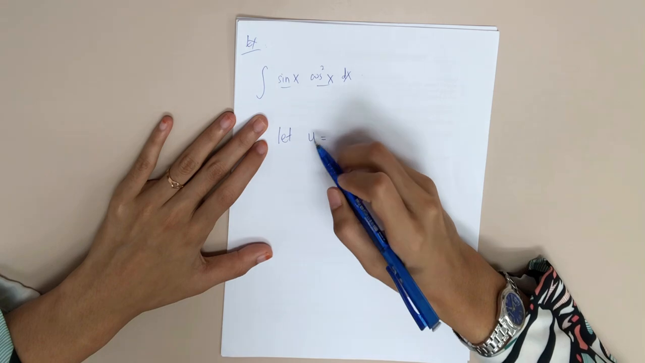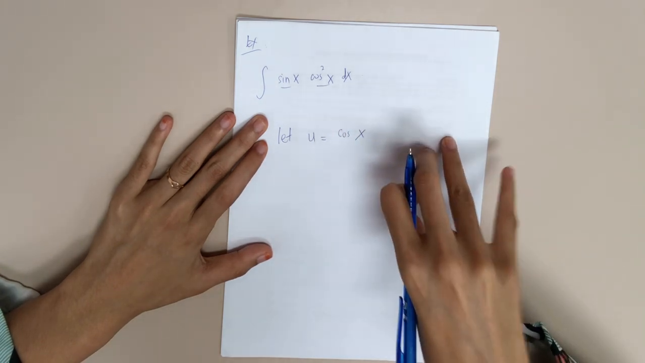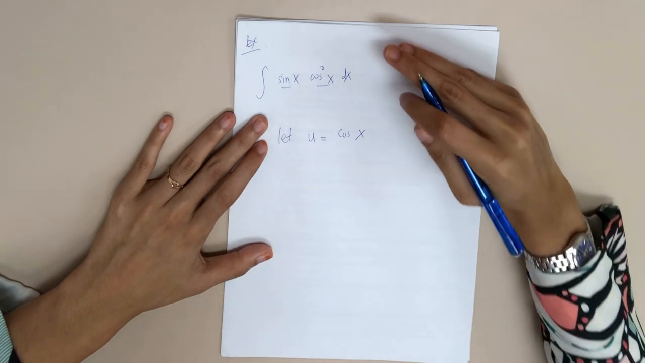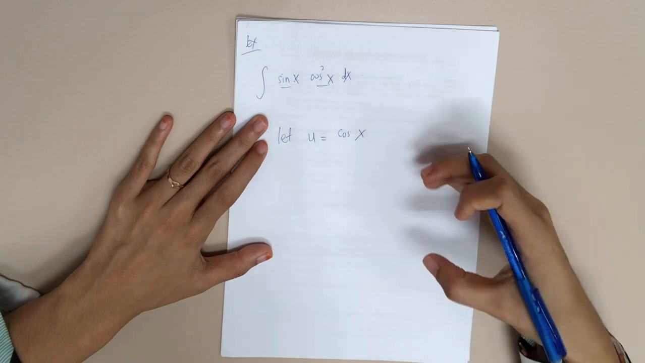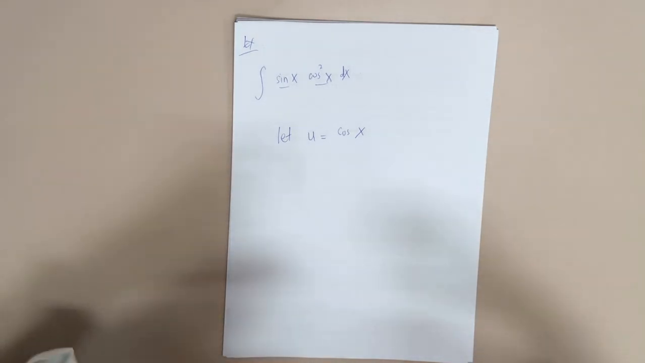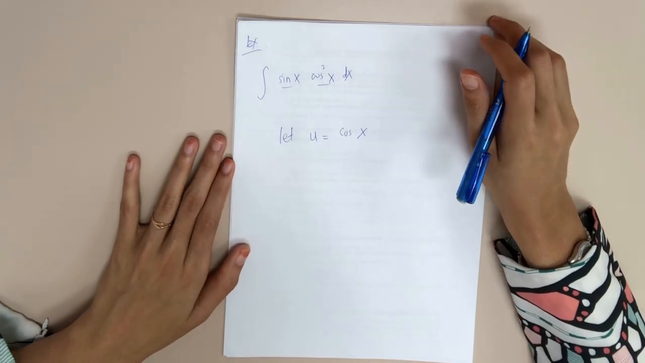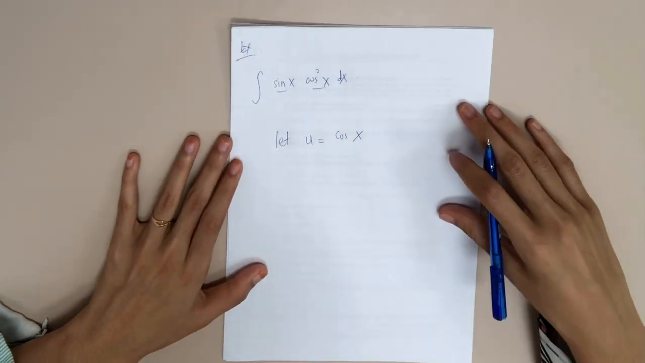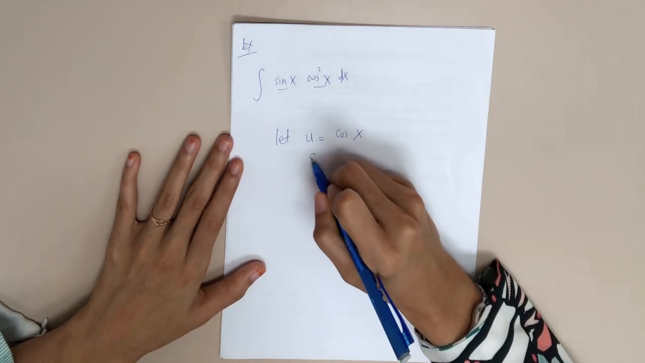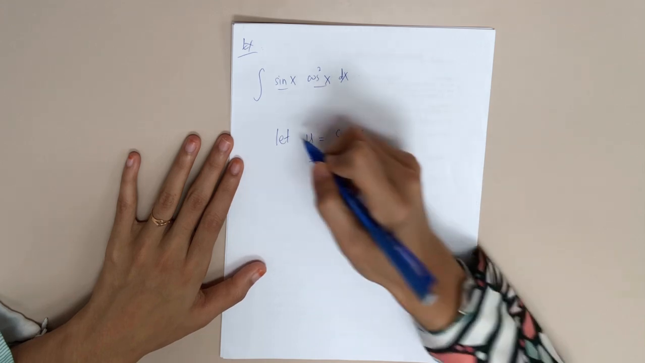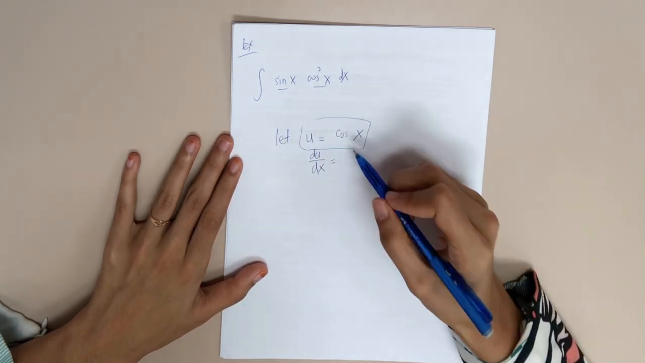But for letting u, you just take cos x. The power we ignore. We just take the function, the term cos x, without the power. So you have u equal to cos x. Now what do we do next? We differentiate u with respect to x. Differentiate cos, what do we have?